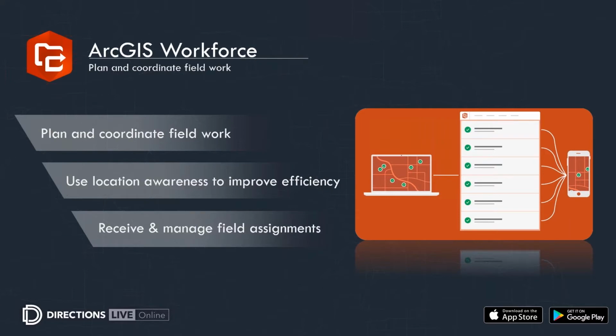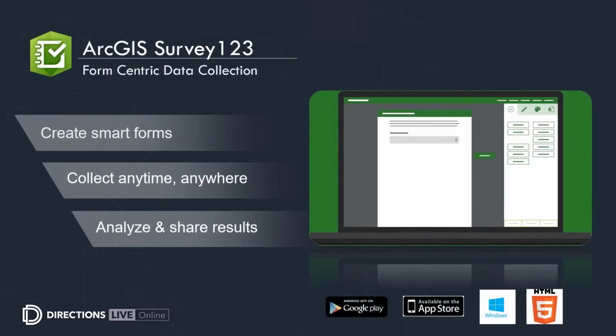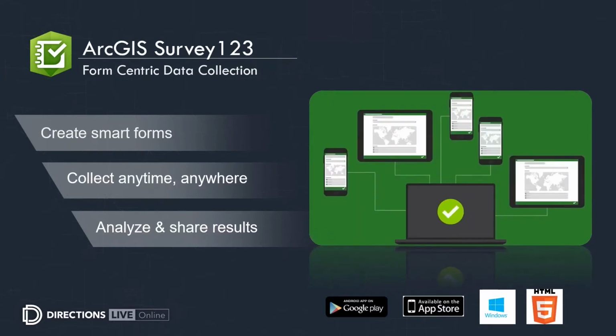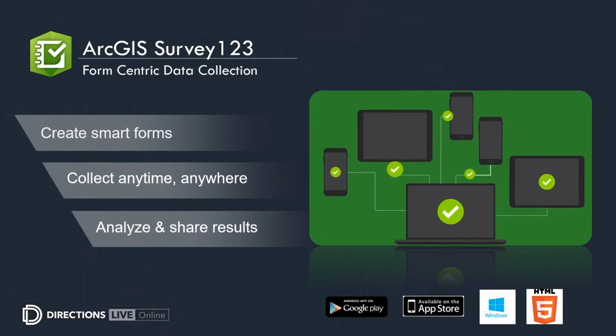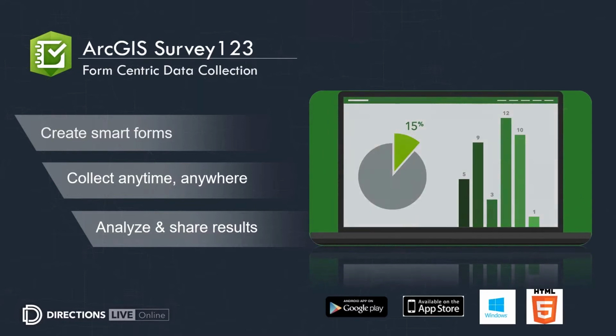Right. The next one will be Survey123. Survey123 is a form-centric data collection tool. It is a smart form creator, where you are able to drag and drop the form in your own flavor. And you are able to not just create the form itself, you can easily integrate with different types of systems.